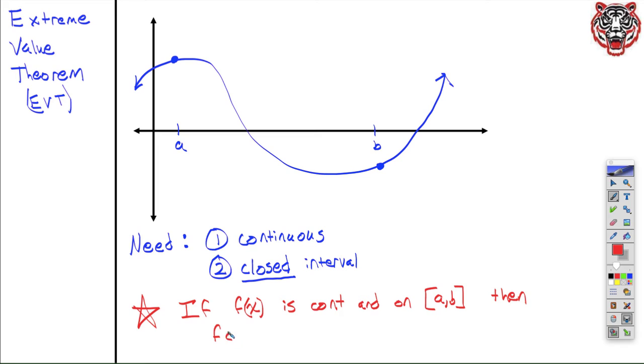Then f of c, I'll define this informally in a sec. f of c is less than or equal to f of x. This thing exists, and f of c is greater than or equal to f of x exists. It only says they exist. It doesn't even say where. It just says, hey, they're there somewhere. Go ahead and look for them.